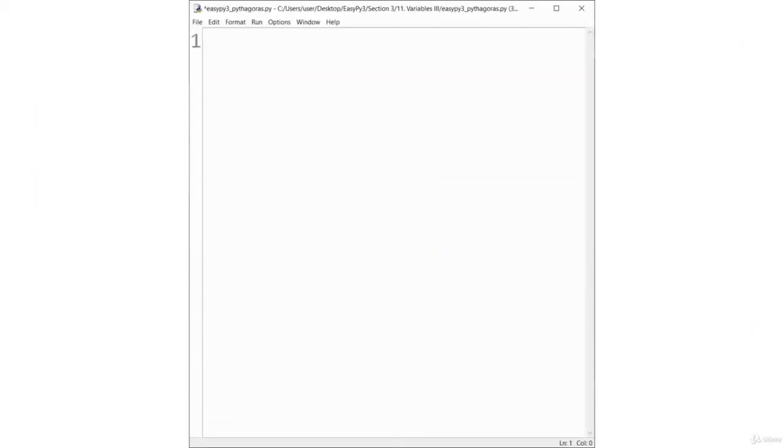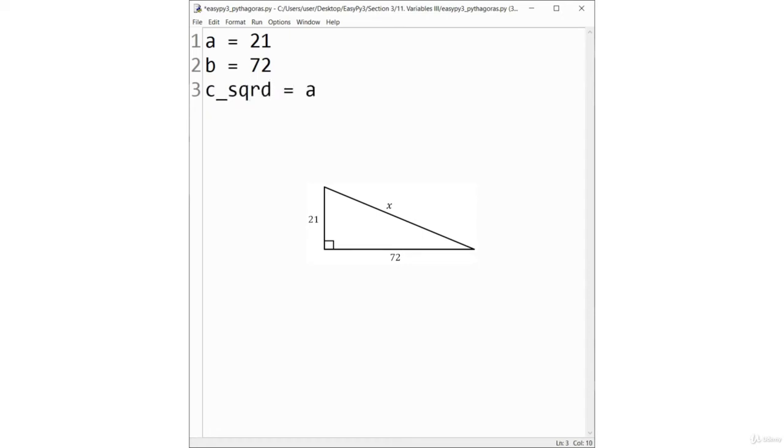And the first thing to do is write the values that we already know. So we know that one side, a, is equal to 21. And we know that another side, b, is equal to 72. And we know the formula: c squared is equal to a squared plus b squared. Now we need to figure out what x is.